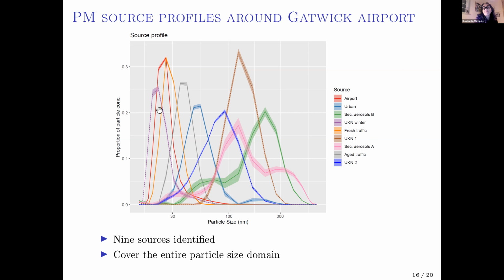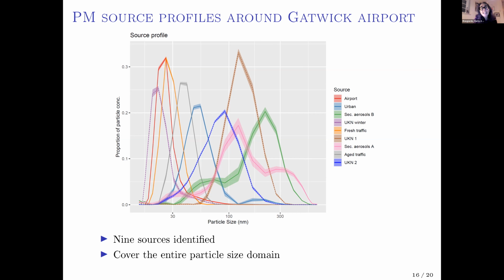Because just looking at this, we can say that we got 9 sources. This is the distribution of the particle sizes for each source. They seem to more or less cover the domain of the particle sizes. They're quite separated, I would say. What are they? Not sure yet.